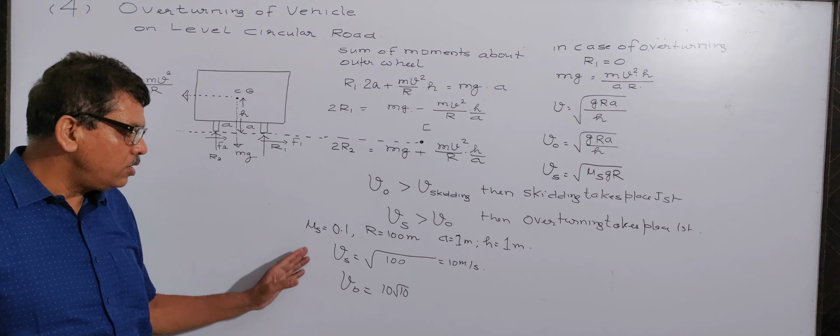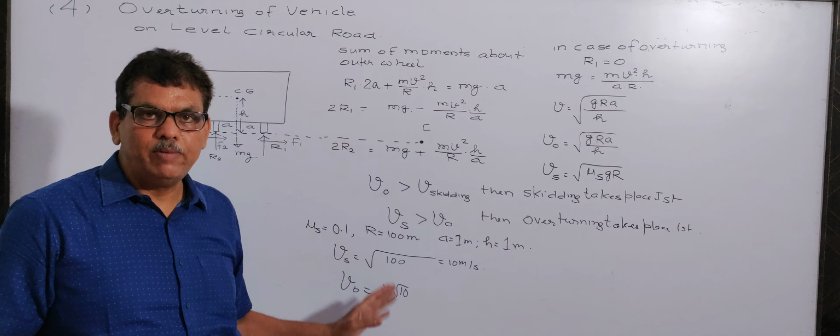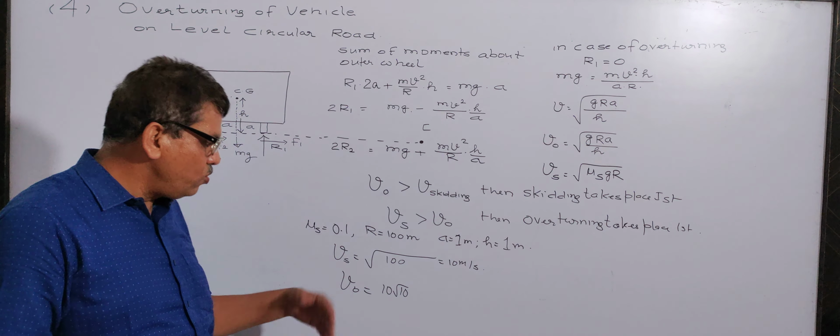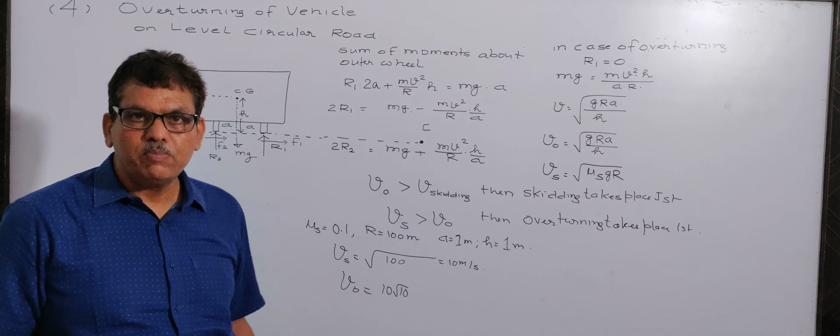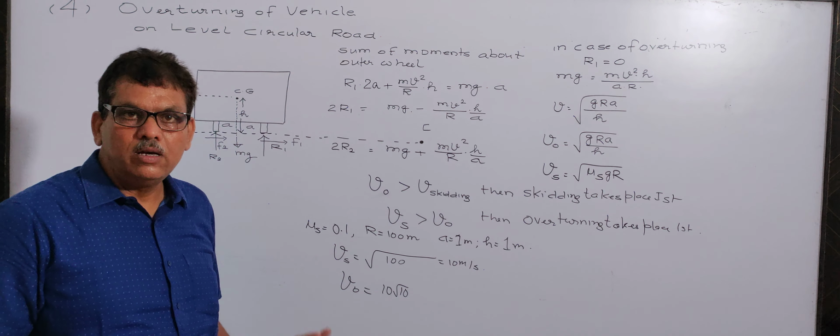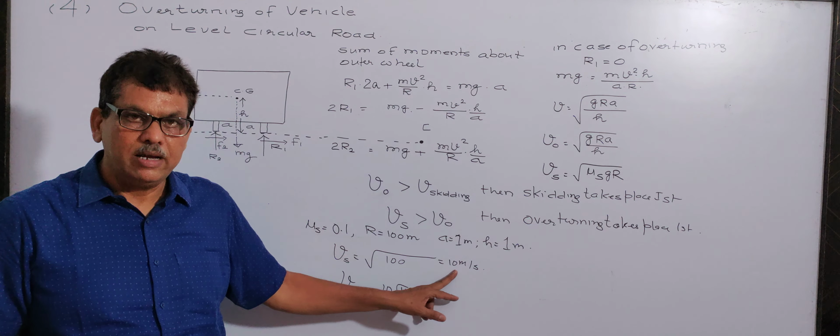So if the vehicle is moving at 9 meters per second, nothing will happen. At 10 meters per second, you will observe skidding will start. And if you go on increasing, if it is 11 meters per second, the vehicle will start skidding towards the outer edge of the road. So skidding will take place the moment the actual speed is more than 10 meters per second.